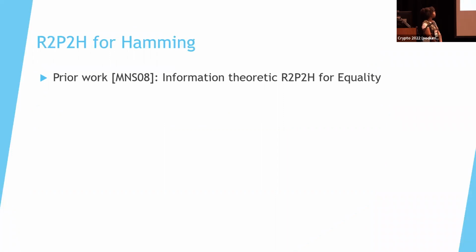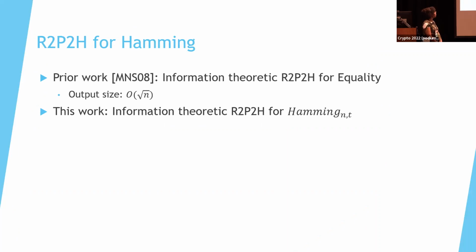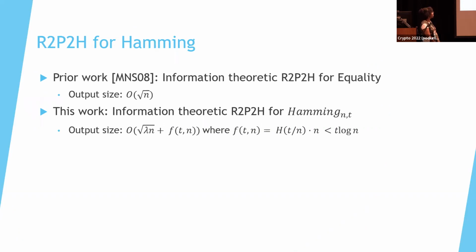Okay, for our construction, we get this information theoretic R2P2 hash for equality from prior works, which is able to achieve an output size of O of square root n. In this work, again, we are able to produce an information theoretic R2P2 hash for the Hamming predicate that achieves an output size of big O of square root lambda n plus f of t, n, where this f of t, n is equal to Shannon entropy times n.